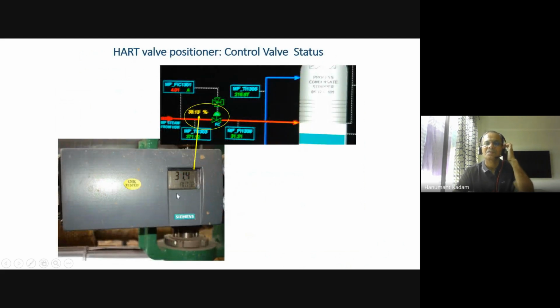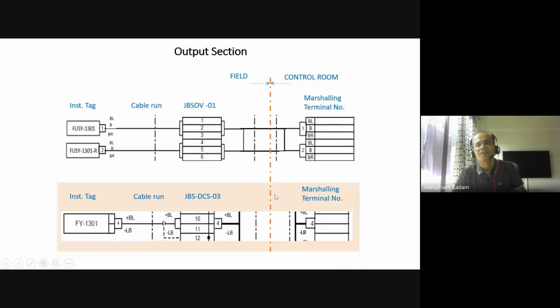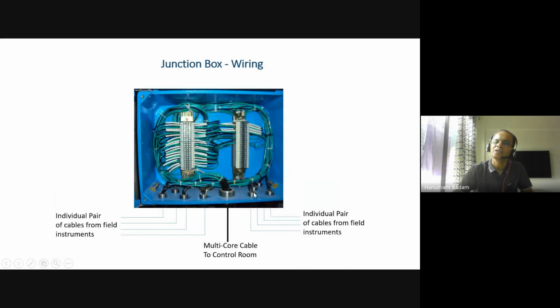So this I have shown already. This is the input junction box, and the junction box is in the field. This is a new junction box, therefore it is looking very clean. Actually, in the project time we took this picture, but normally it becomes dirty after use because it is in the field.